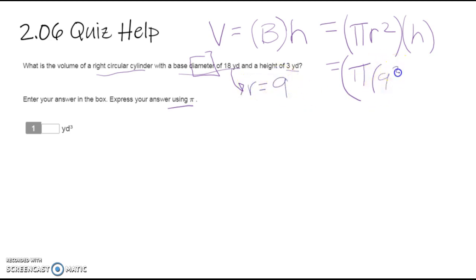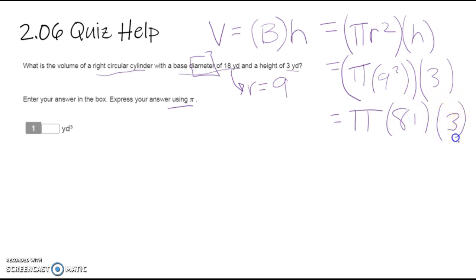So then we plug in 9 squared, and then times the height of 3. So we have pi times 9 squared is 81 times 3. So now since we want it in terms of pi, what you do is you treat pi like a variable, even though it's not a variable. It's a number, 3.1415, and it keeps going on and on. But we're going to treat pi like a variable in the sense that we want it to be after our numbers, and we're just going to multiply any numbers that we have that don't involve pi and simplify there. So 3 times 81 will give you 243. Then we tack on the pi at the end, and that would be in cubic yards, and we're done.